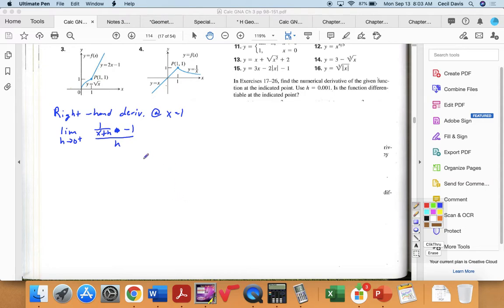Okay. So what I would do is I want to clear out the fact that I have got a complex fraction. So what I would do is multiply both the numerator and the denominator by x plus h. Oh, sorry, 1 plus h. We're doing it at 1.